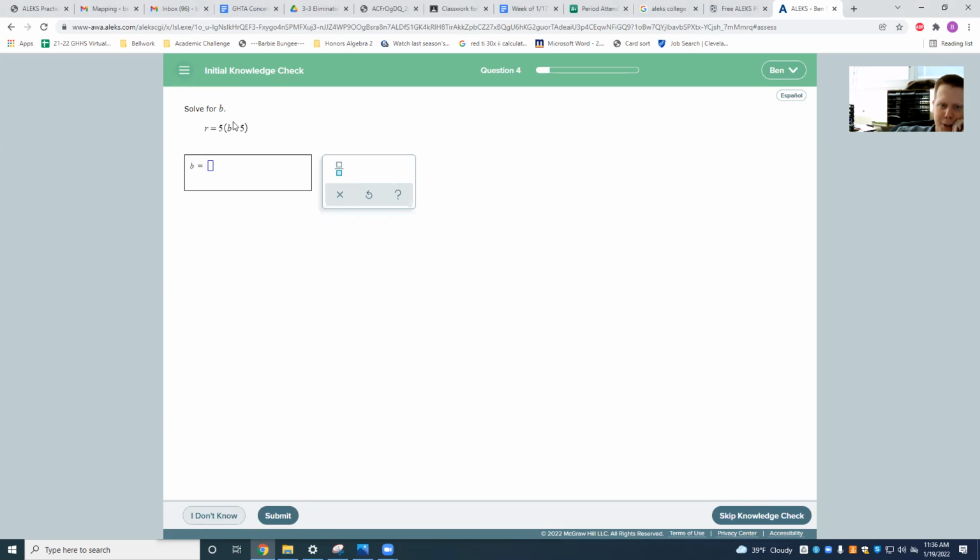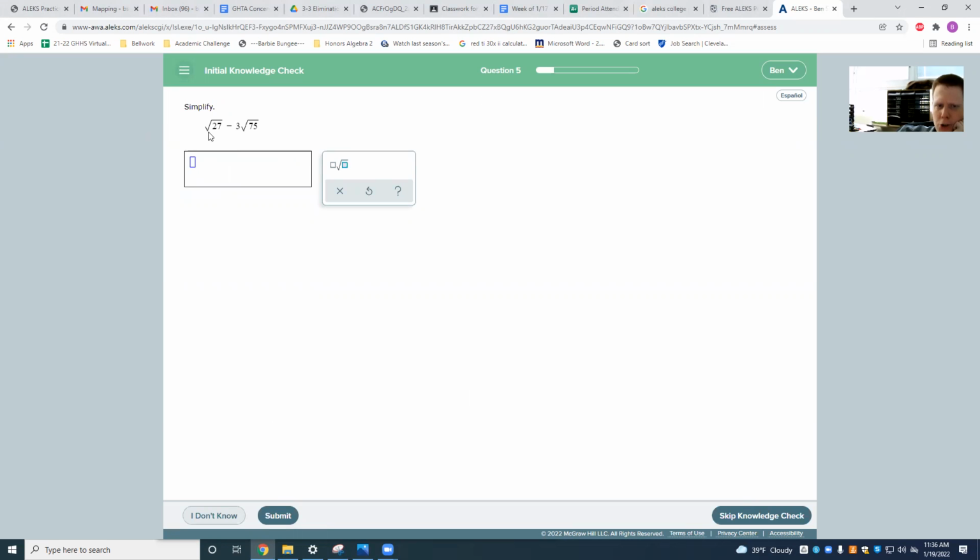This is like a literal equation, they want us to solve for b. I don't know how visual you are, but you'd have to divide the 5 over. So you'd really have r over 5. And then you'd have r over 5 equals b plus 5. So you'd have to subtract that 5 over. Oops. So it should be this if you can see. Like I said, you'll have scratch paper. But that would be my answer for this one.